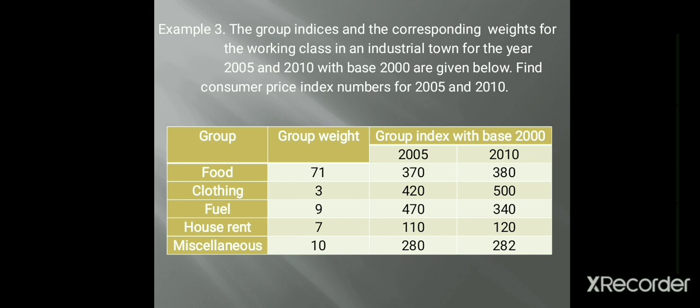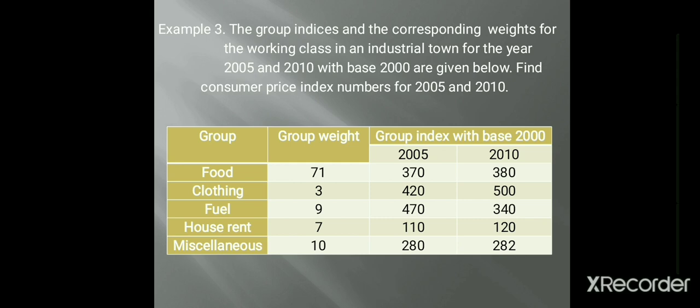The example starts in this way. The group indices and the corresponding weights for the working class in an industrial town for the years 2005 and 2010, with base 2000, are given below. Find consumer price index numbers for 2005 and 2010.